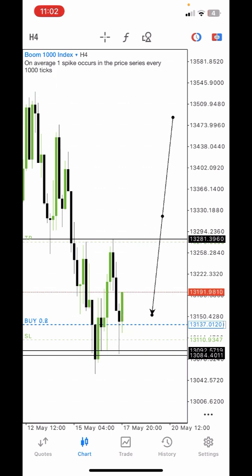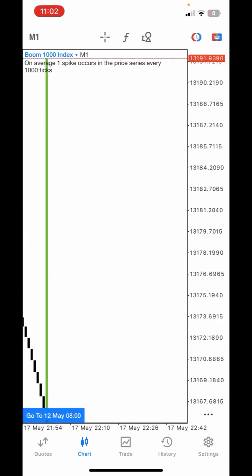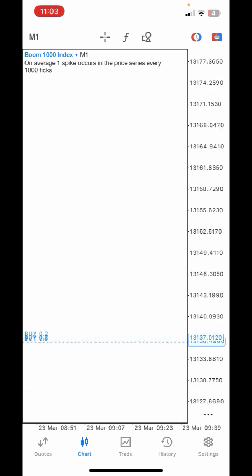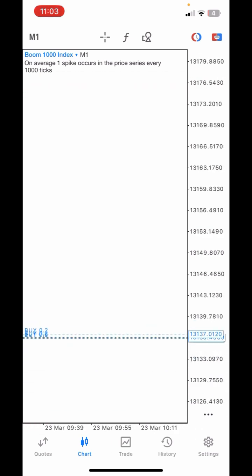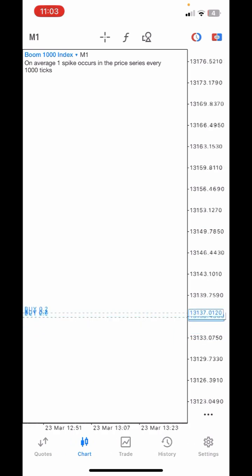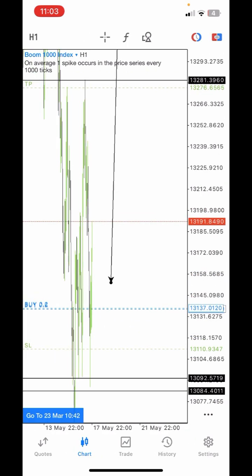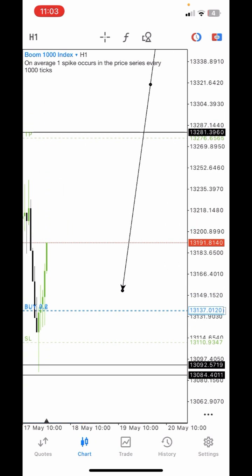You can see most spikes, guys. We got more spikes. Wow, I can't even see my entry anymore. We've got some more spikes, my guys.